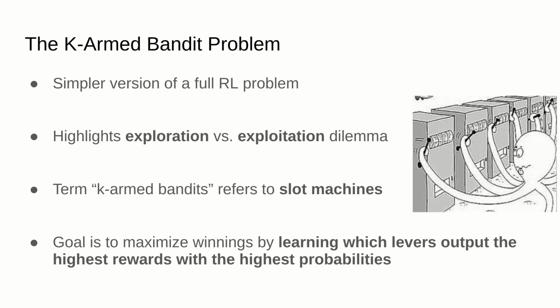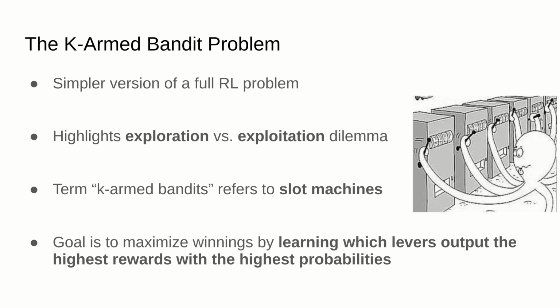The multi-armed bandit problem, or K-armed bandit problem, is just a very simple version of a full reinforcement learning problem that's used to highlight the dilemma between exploration and exploitation, which I'll talk more about soon. The term K-armed bandits is analogous to a slot machine in a casino. They're called bandits because they're known to take people's money.